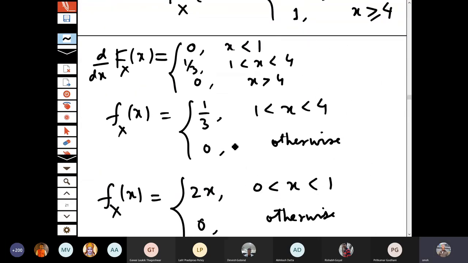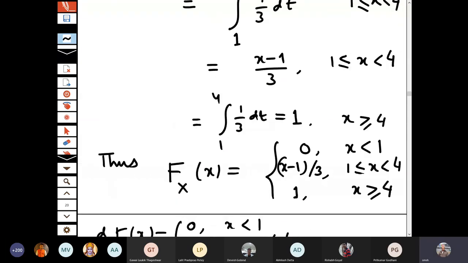And if you look at the previous exercise here, yes, this one. In this exercise, how is it looking? Up to here it is 0, and between 1 to 4 it is (x minus 1) by 3. So you can do the plotting here. It is going like this. And say, let me mark 4, and then it is going like this. So it is actually an absolutely continuous function.